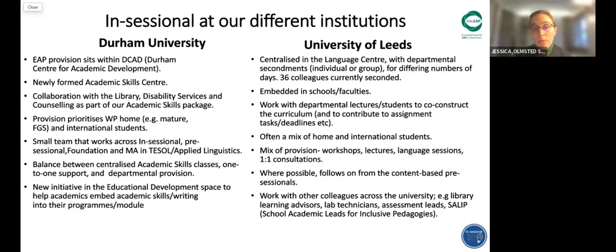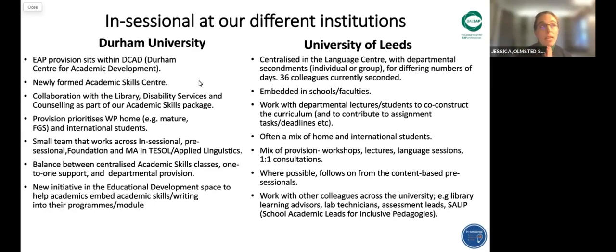This year we have a newly formed academic skills centre, which is part of our response to the university's access and participation plan, which is a fairly recent plan. Part of this new initiative is that we're doing a lot more collaboration with the library, disability services, and counselling as part of our centralised academic skills package. That is taught sessions from people from those different areas of the university, as well as one-to-one help. We are offering one-to-one help specifically with disability services.